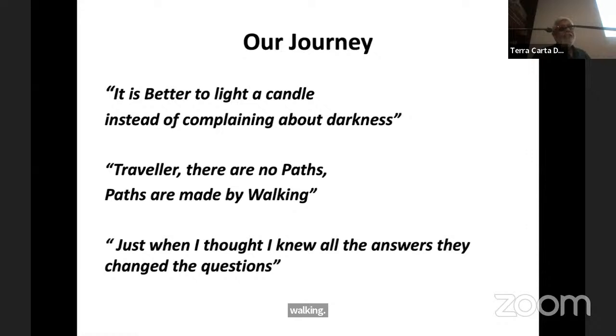And in the end, just when I thought I knew all the answers, they have changed the questions. It is a continuous process. You start, you do something, you try and find solutions, and again, you have to rediscover a lot of things. So this is basically the summary of what really has happened in the last 46 years.